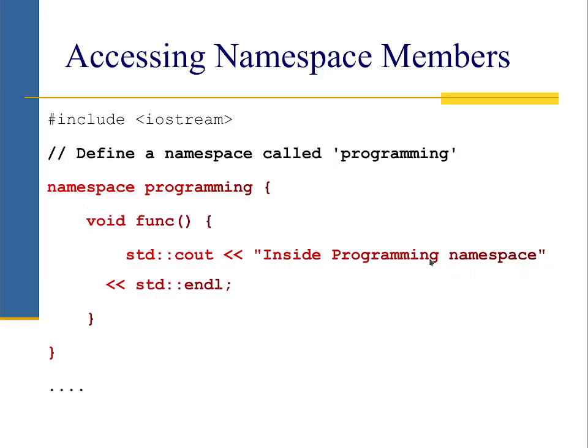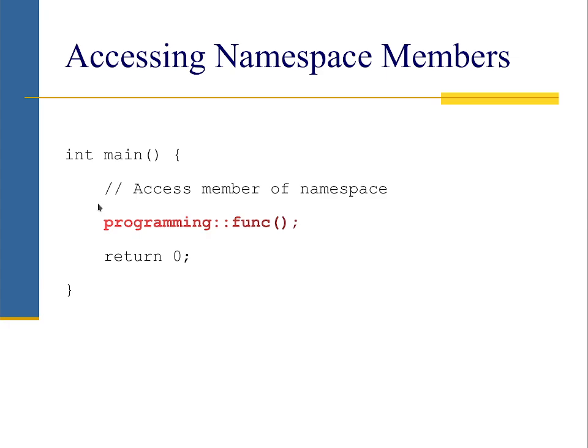So here we are defining a namespace called programming. We have our namespace here, and programming is the name we want to give our new namespace we are creating. Inside this we have a void function, and this function should print out a message inside programming namespace, and it should end it. So this is basically a basic way of creating a namespace in C++.